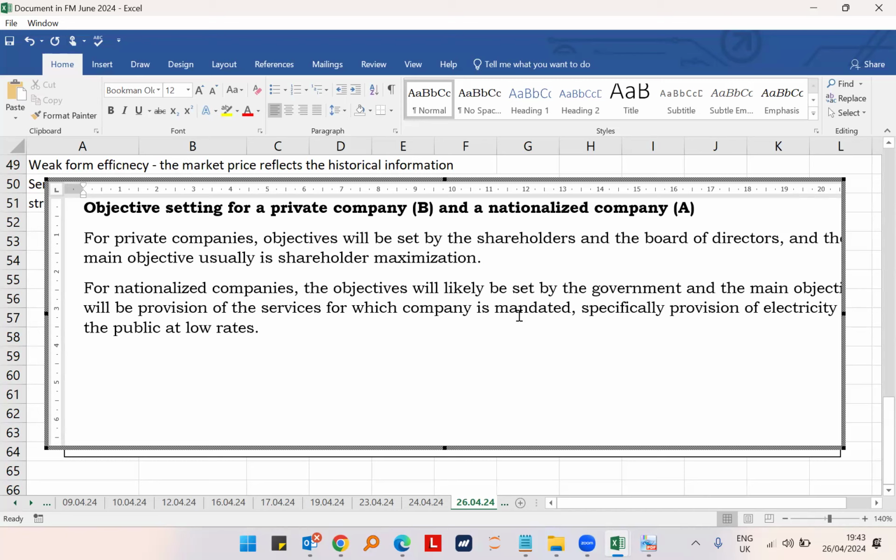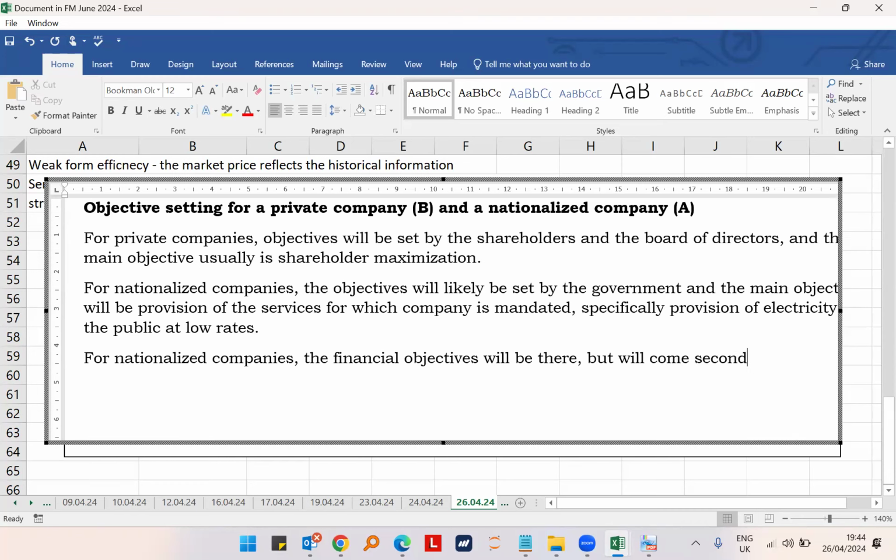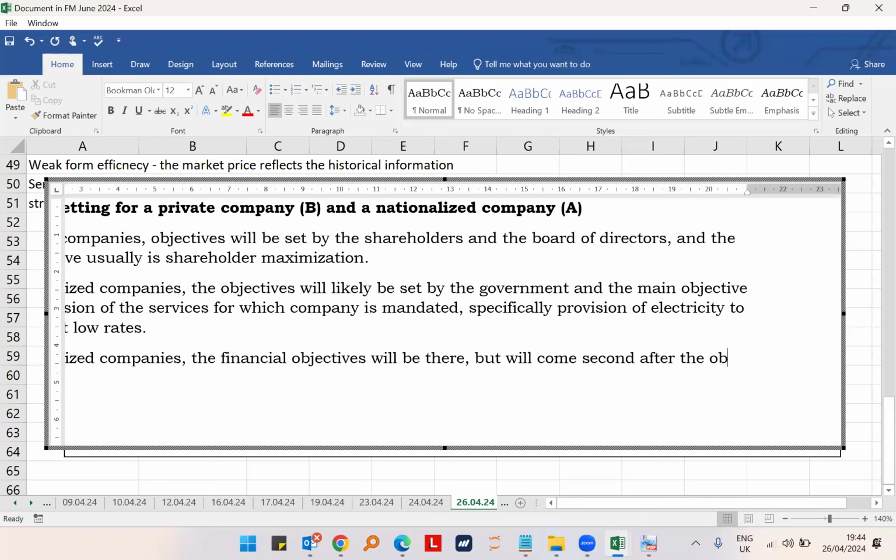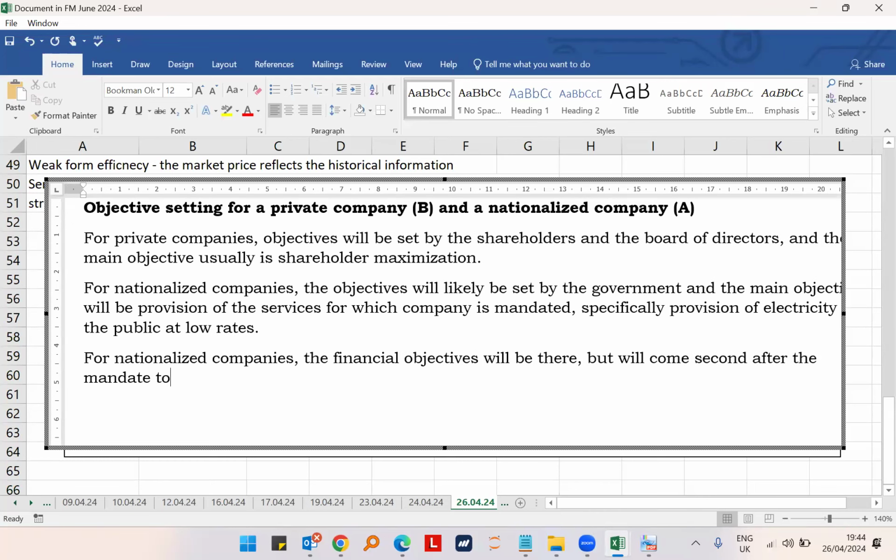Now, that is the objective setting. Now, for nationalized companies, the financial objectives will be there, but will be limited. Okay, you can say they will be limited, or they will come second after the objective, or after the mandate. You can even say after the mandate to provide the electricity.